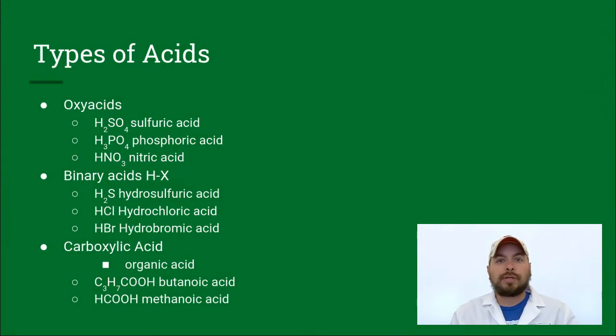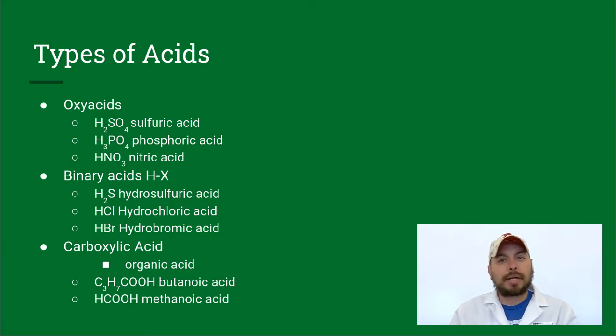Now let's take a look at the three different types of acids that we deal with here in chemistry. The first type of acid is known as an oxyacid. And as the name suggests, oxyacids are acids that have oxygens. So oxyacids that we looked at all year long would be like nitric acid and sulfuric acid. Those are acids whose anions have oxygen within them.